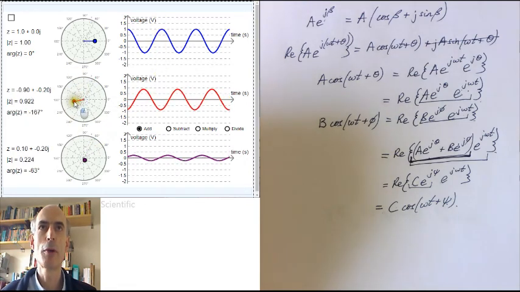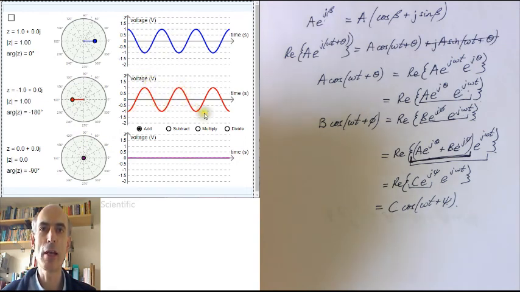If I move this one to here, then I get the case where I'm adding a phasor of +1 to a phasor of -1, and the result is 0. In terms of the time domain waveforms, I'm adding a cosine wave to a cosine wave which has its exact opposite phase, and it cancels out at every point, leading me to have nothing.